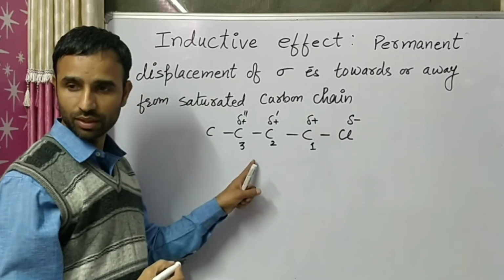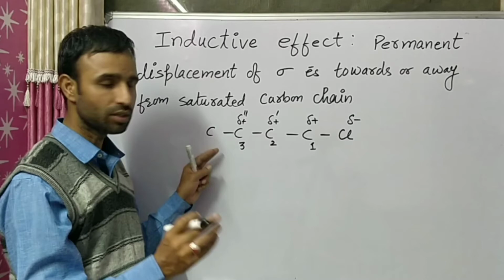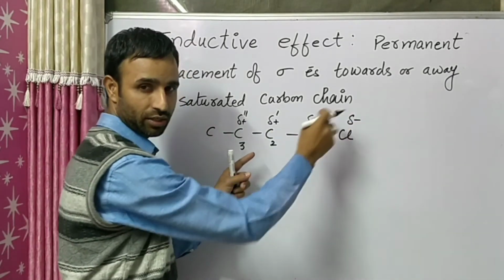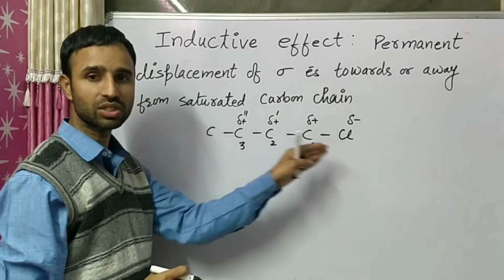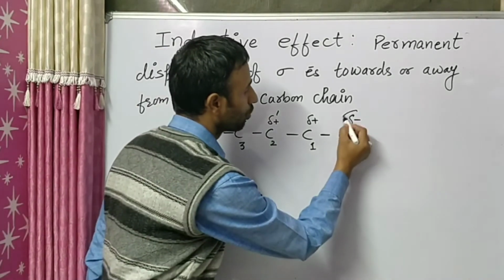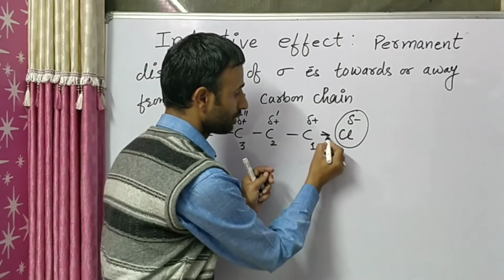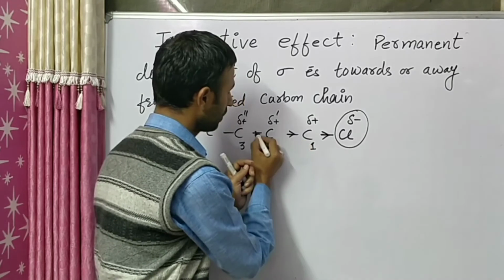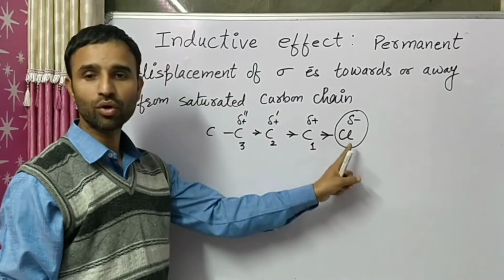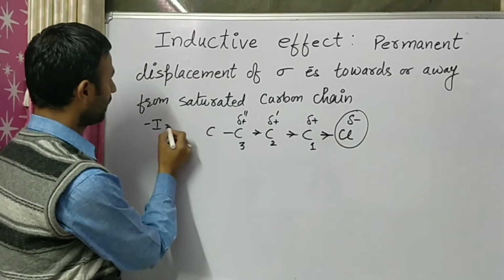After the third carbon, this effect is almost nil. Means this inductive effect decreases with the distance. Clear? So this chlorine has which type of effect? Electron withdrawing or releasing? Withdrawing. So electron withdrawing group has minus I effect.